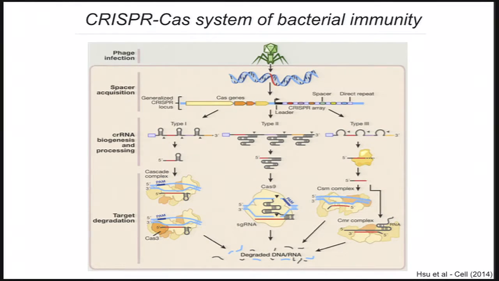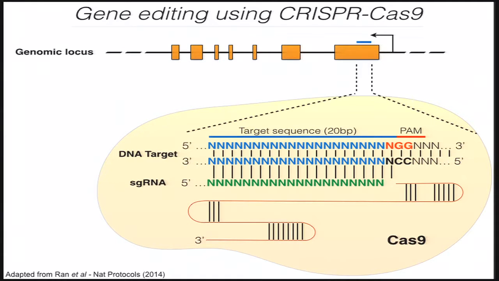CRISPR, as you know, is a system of bacterial immunity that is a very powerful way to introduce double-strand breaks into DNA of bacterial cells. Thanks to the work of Charpentier and Doudna, the system was simplified to just two components, an enzyme called Cas9 and a single guide RNA that could guide Cas9 basically to anywhere or almost anywhere in the genome to direct a double-strand break in that region.